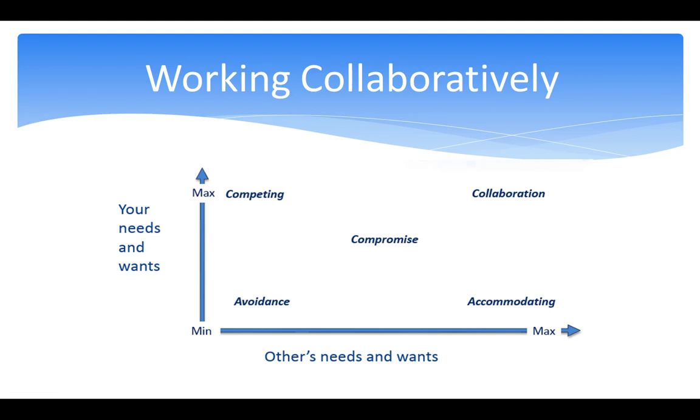This is the collaboration framework we talked about last session. The 5 approaches to dealing with conflict. The avoidance, where your needs and wants and my needs and wants aren't met. The competing, where I get what I want, you don't get what you want. The accommodating, where you get what you want, but I don't get what I want. I was looking at the 2 axes the wrong way. And compromise, where we sort of meet that middle ground.